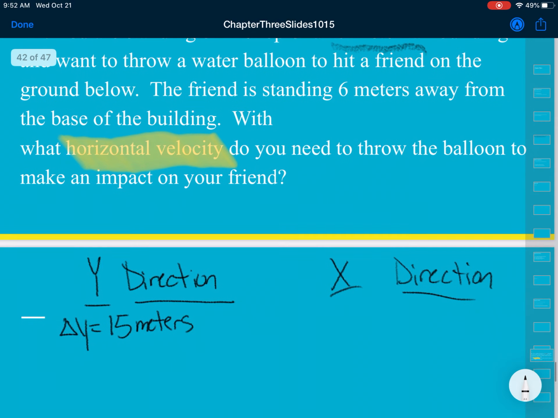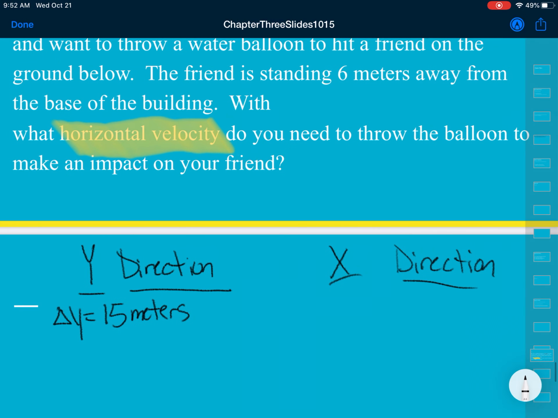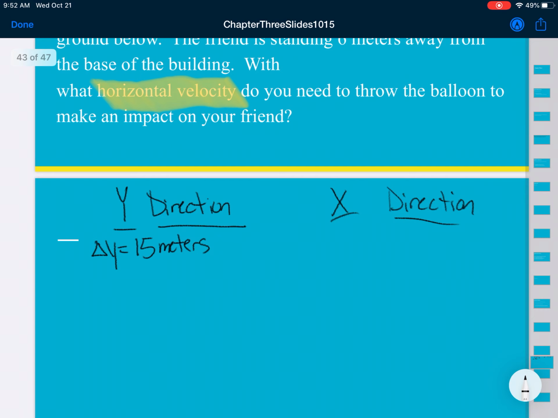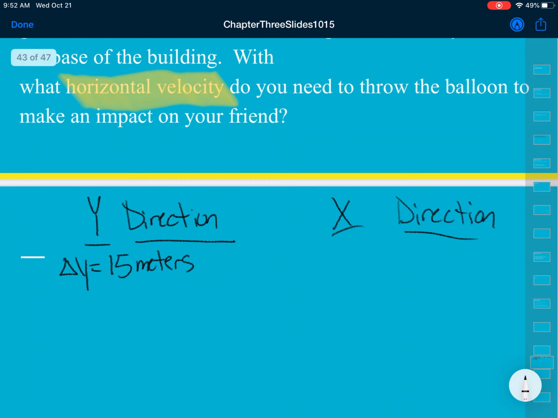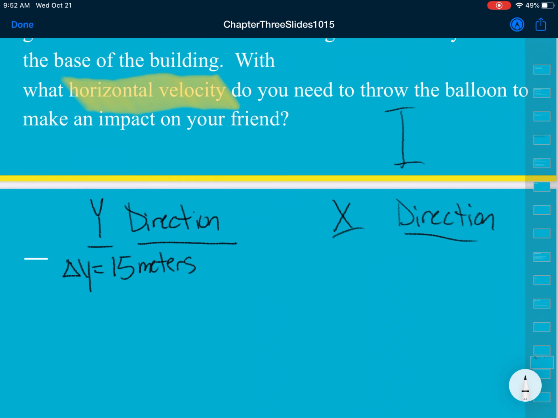And you want to throw a water balloon to hit a friend on the ground below. The friend is standing 6 meters away from the base of the building. If I draw a picture of this, there's my building. That is 15 meters. My friend is standing 6 meters away from the base of that building. So that tells me that delta x equals 6 meters. So now I know delta y and I know delta x. I got both of those from the question.